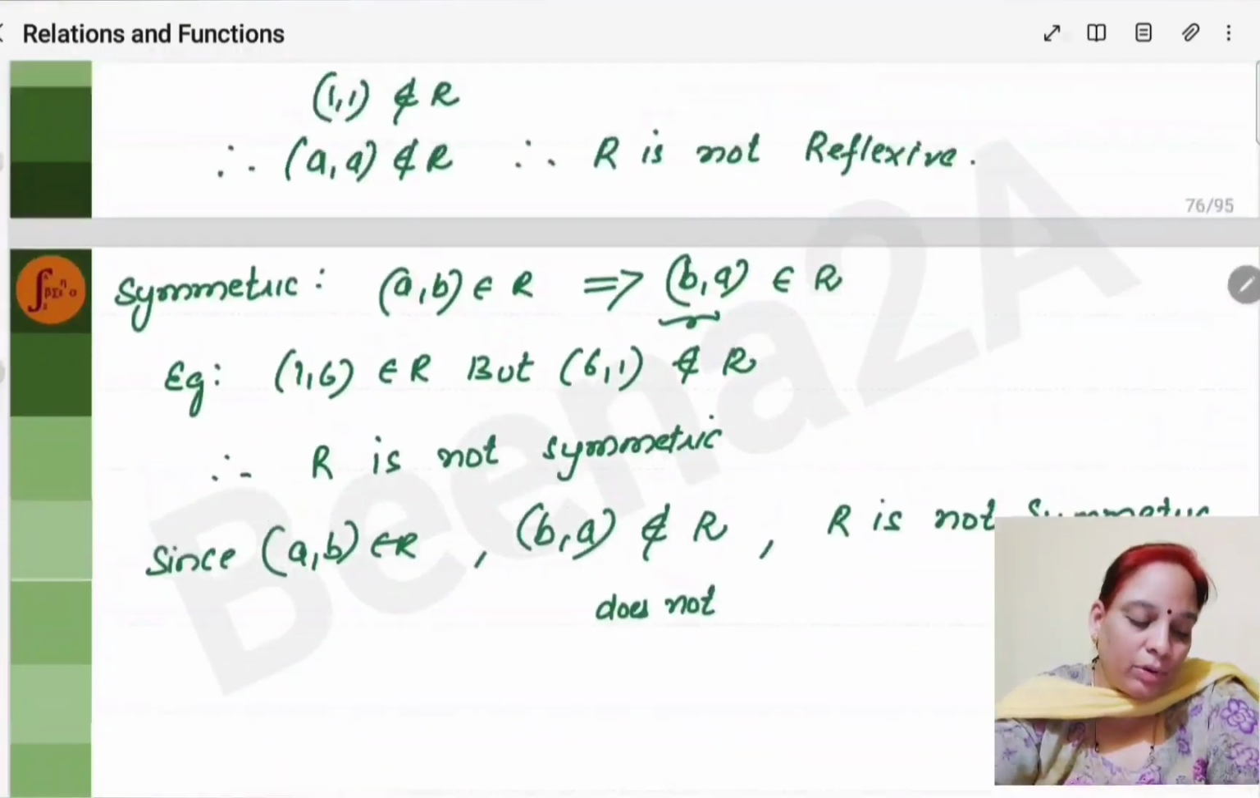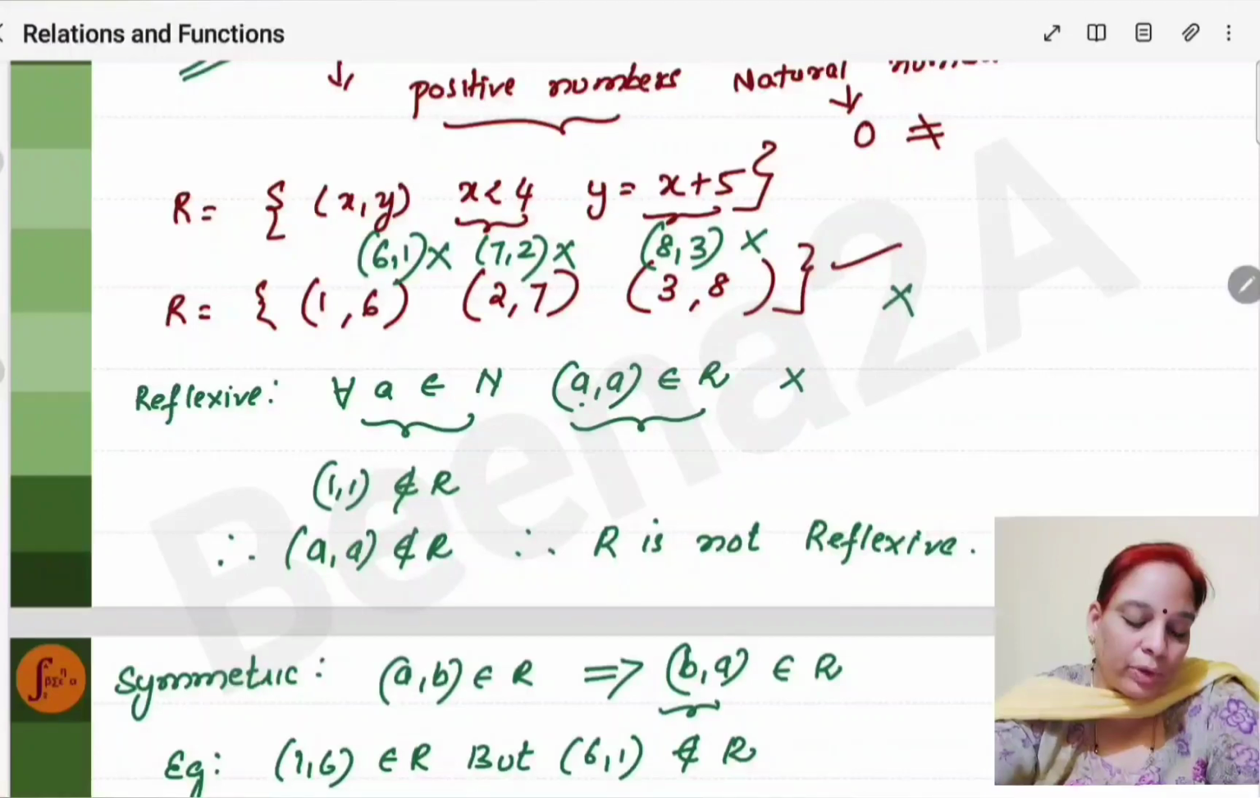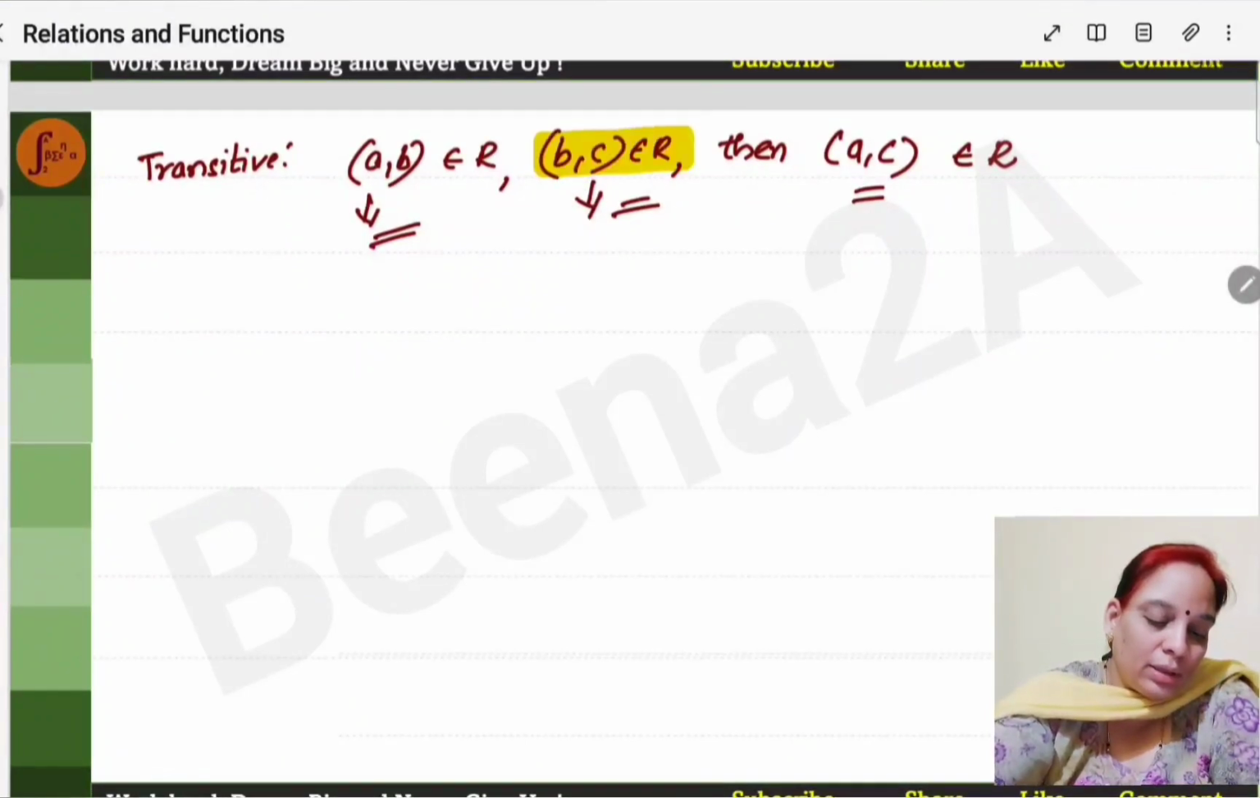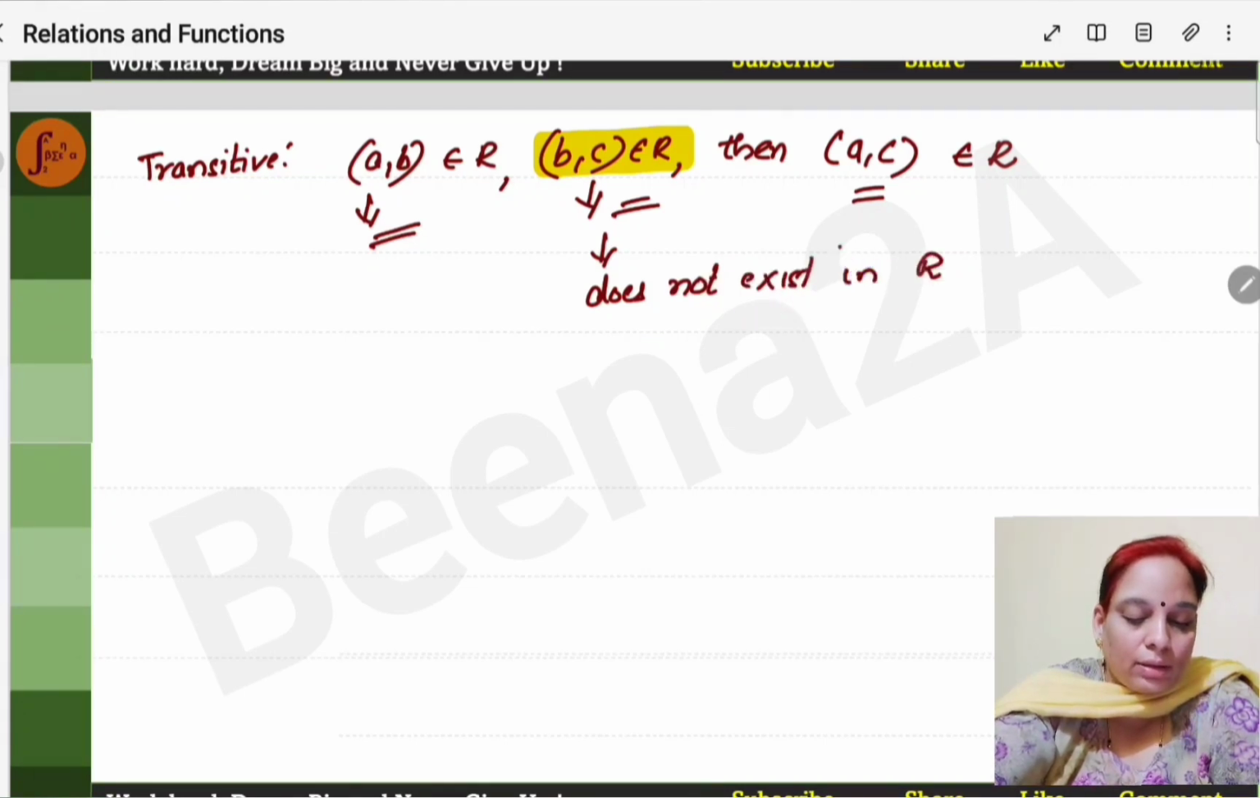So (A, B) belongs to R. You have only these three ordered pairs: (1, 6), (2, 7) and (3, 8). If you notice, the second element here is 6, but you don't have any ordered pair starting with 6. And here the second element is 7, and you don't have any ordered pair starting with 7. So you cannot validate at all. This (B, C) does not exist in R.